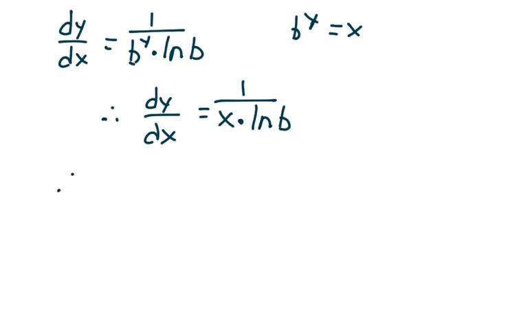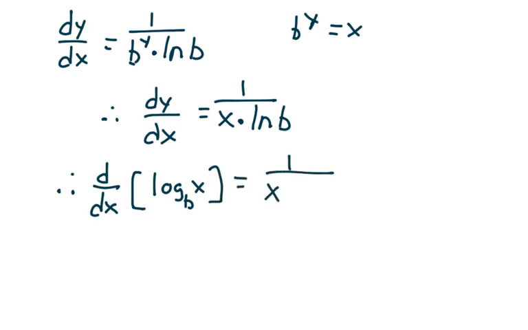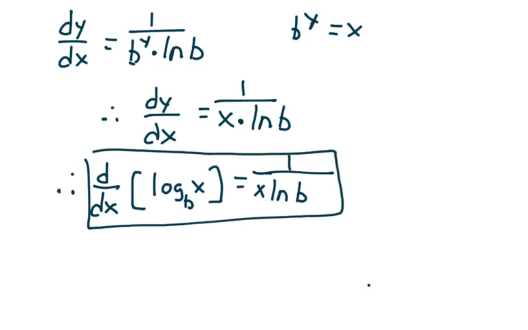And so therefore, this is what we can say. d dx of log base b of x is 1 over x times natural log of b. And I'm going to give you a special case of this result shortly. So this is our first formula.